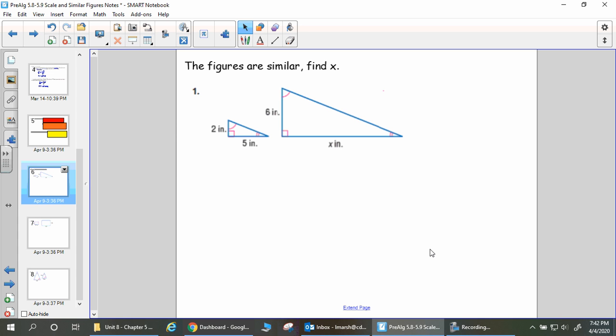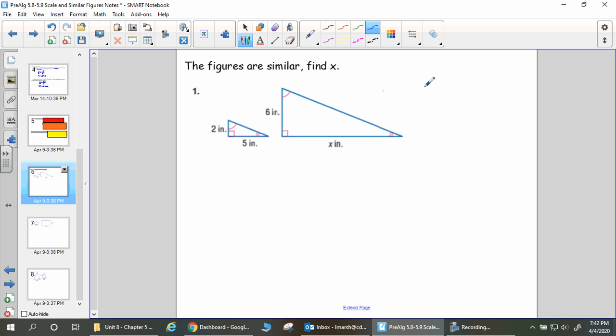Here are two triangles. They're telling you the figures are similar. They're asking you to find the letter X. So when we're talking about corresponding parts, I'm talking about how the 2 is going up and down, the 6 is going up and down. 5 is going left, right, X is going left, right. They're the parts of those triangles that are doing the same thing. So what that means is I can set up a proportion, and that's how I'm going to find X.